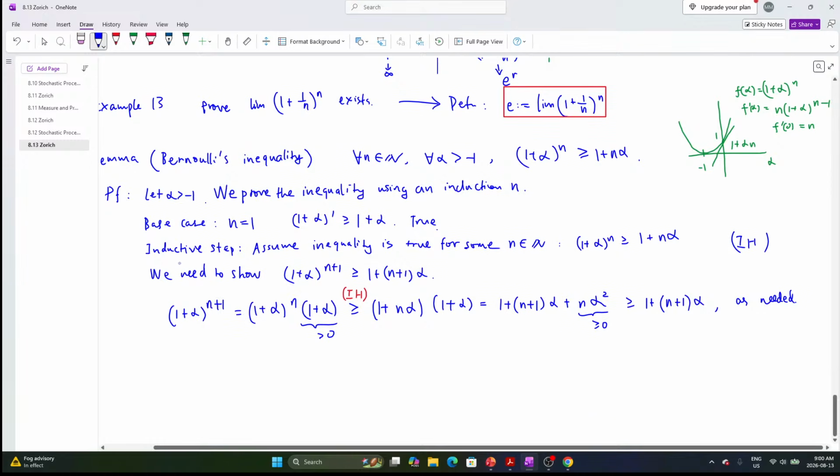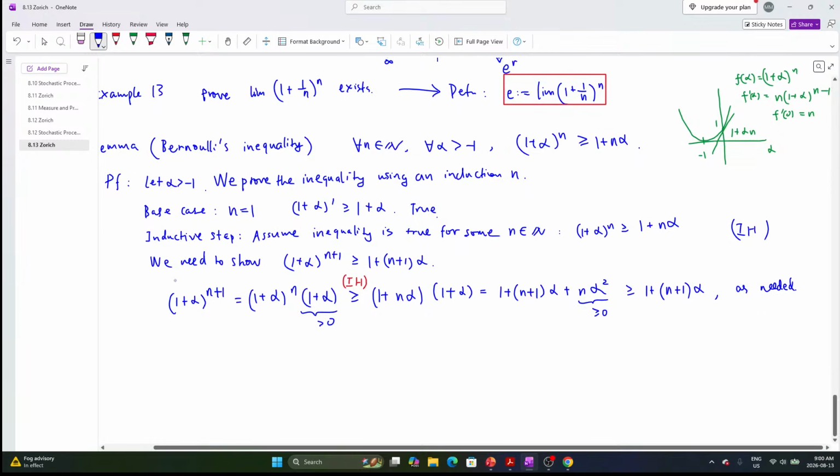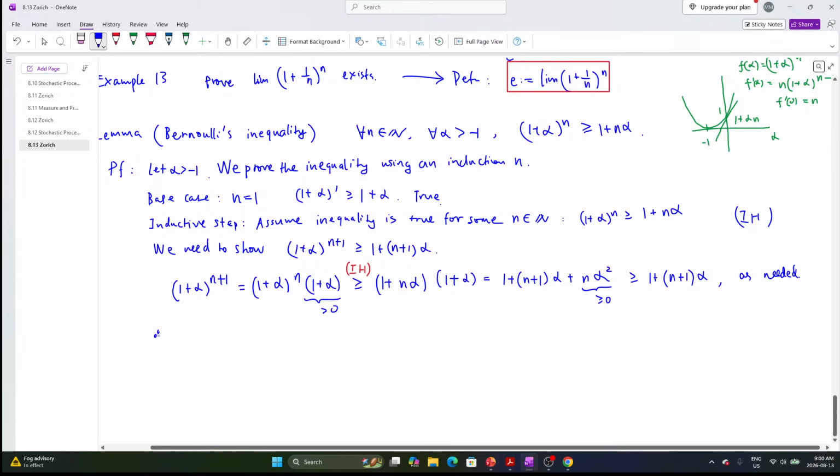So you have proved the inductive step, and to finish up the argument, you can finish up the proof. You can say, therefore, by the principle of mathematical induction, which is a theorem, by the principle of mathematical induction, the inequality is true for all n.